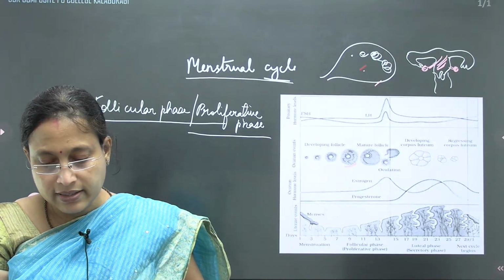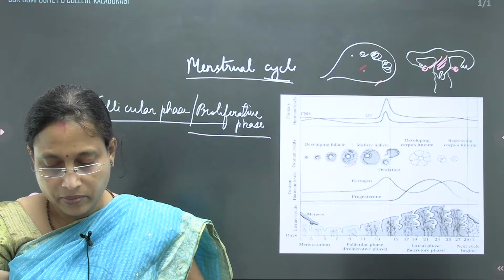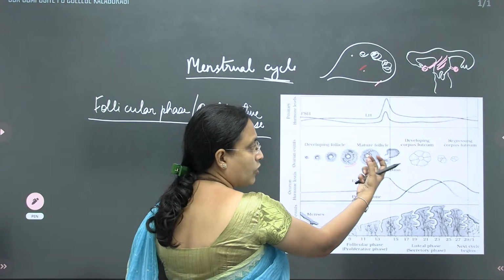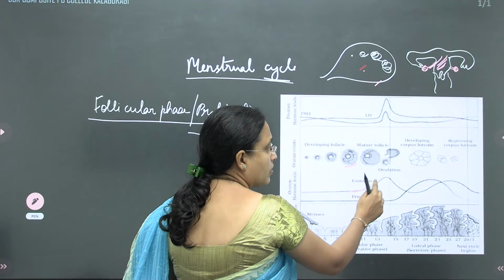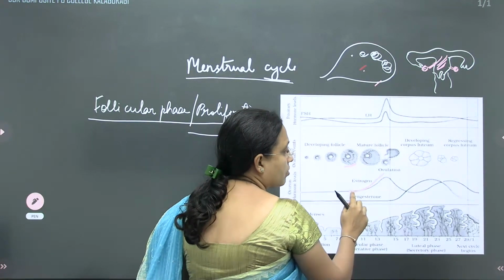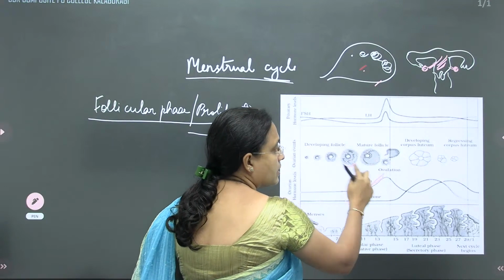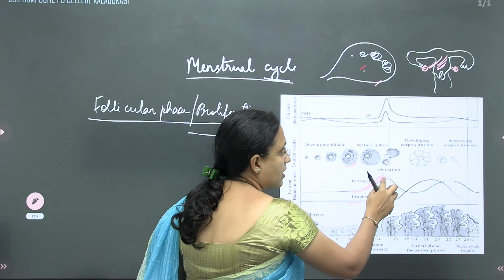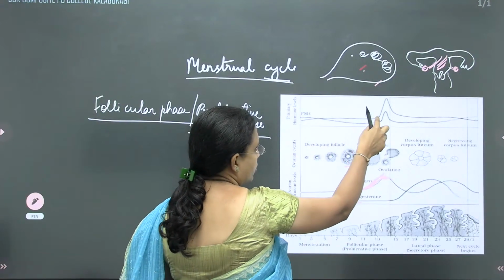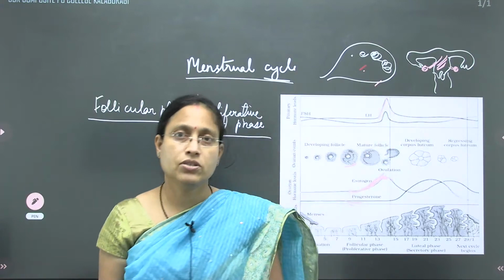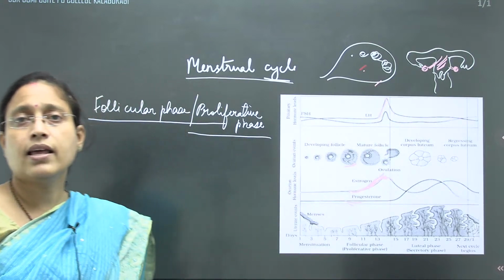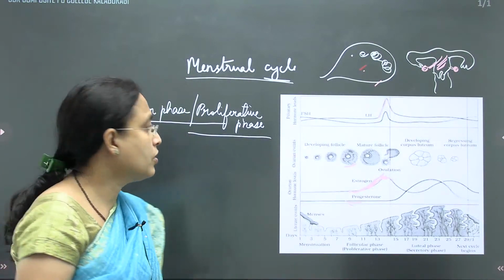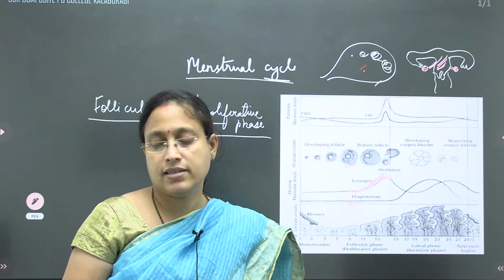Then what happens with the estrogen? As follicles develop, these follicular cells will produce estrogen. So slowly, estrogen is going to increase because it is released by this follicle. Now as estrogen increases, it will stimulate the pituitary to produce LH, resulting in the next phase. So remember, secretion of LH by the pituitary is due to estrogen itself.